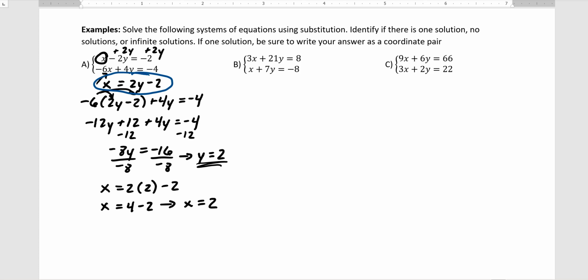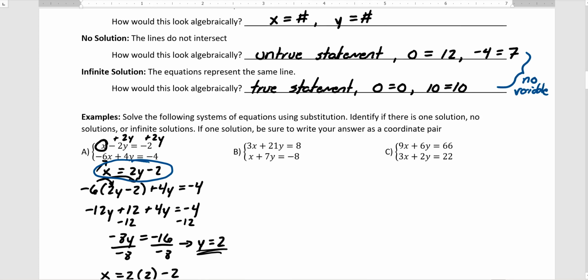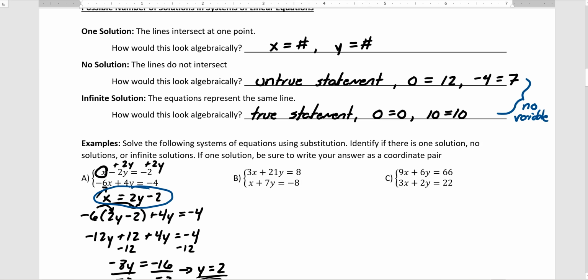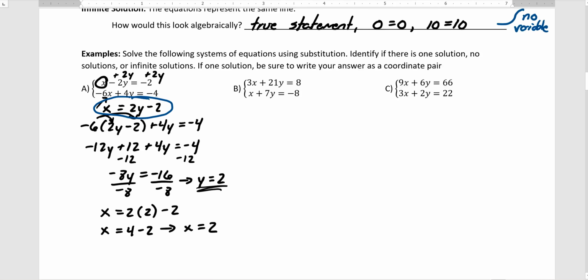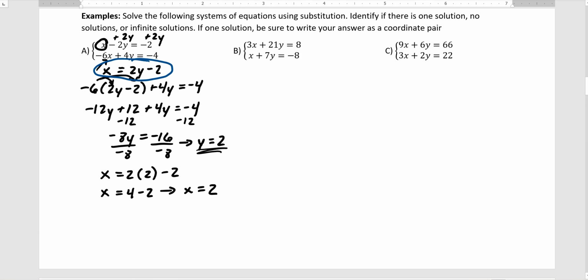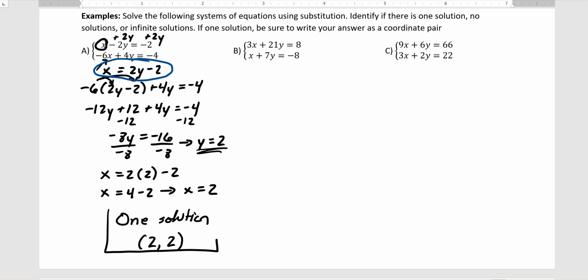All right, now let's check here. What do we know? Did we find x equals a number and y equals a number? Yes, we found x equals 2 and y equals 2. That tells us then that there is one solution. That one solution is the coordinate point (2, 2). One solution, (2, 2). And that's our answer here. Excellent.